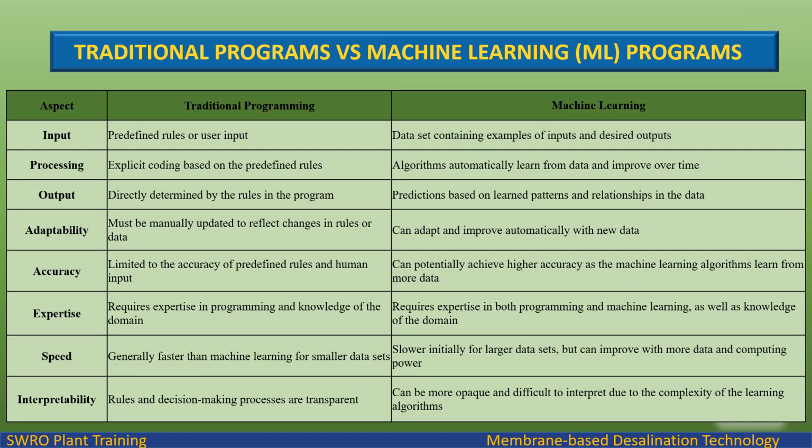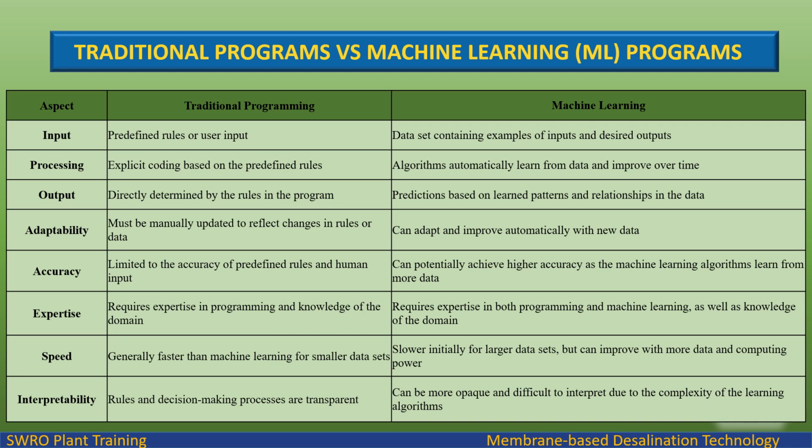Aspect: traditional programming versus machine learning. Input: predefined rules or user input, versus a dataset containing examples of inputs and desired outputs. Processing: explicit coding based on the predefined rules, versus algorithms that automatically learn from data and improve over time. Output: directly determined by the rules in the program, versus predictions based on learned patterns and relationships in the data. Adaptability: must be manually updated to reflect changes in rules, versus data can adapt and improve automatically with new data.